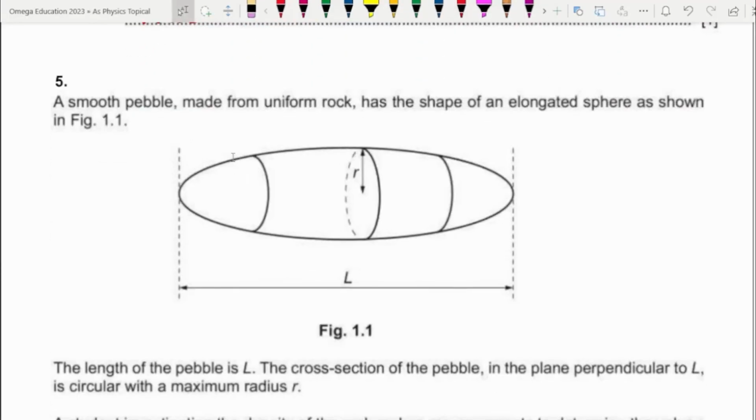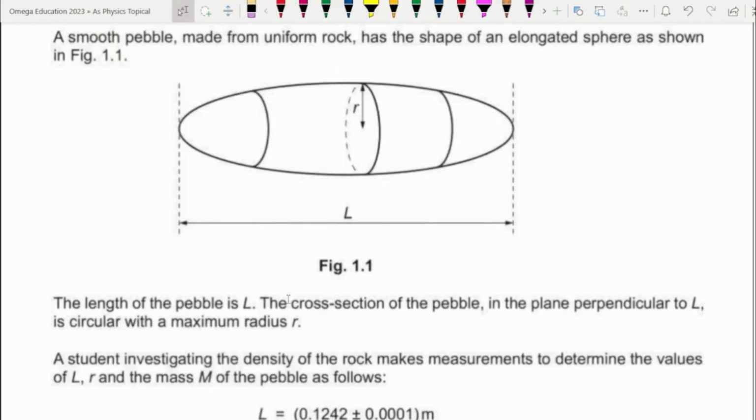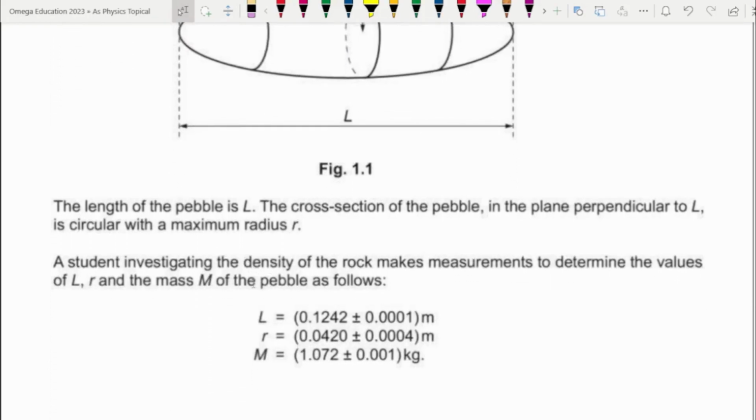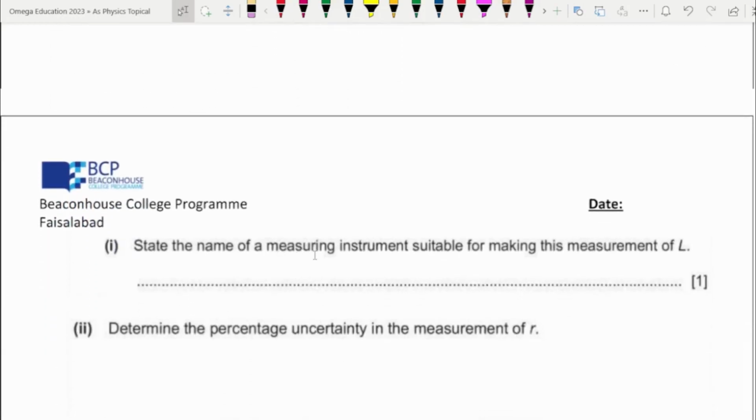Alright, let's check out the last one. So you're given the value of length, the length of the pebble. R is the radius, the maximum radius. M is the mass of the pebble. State the name of the measuring instrument suitable for making this measurement of length.